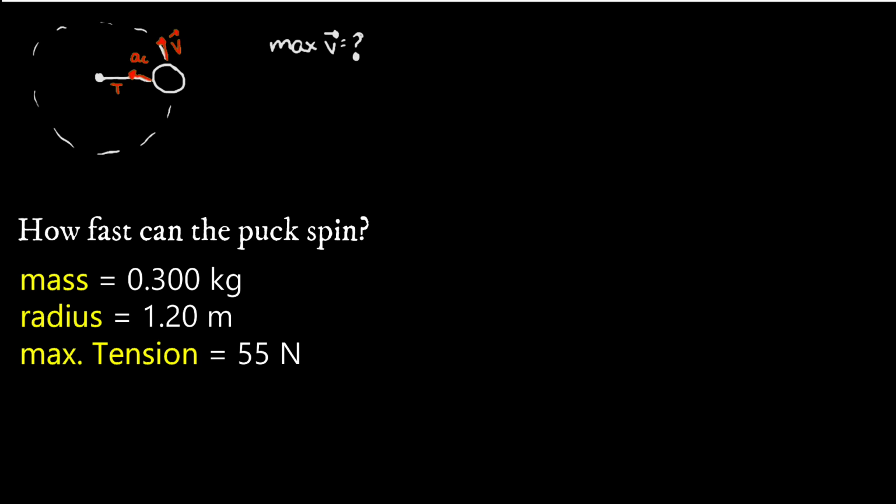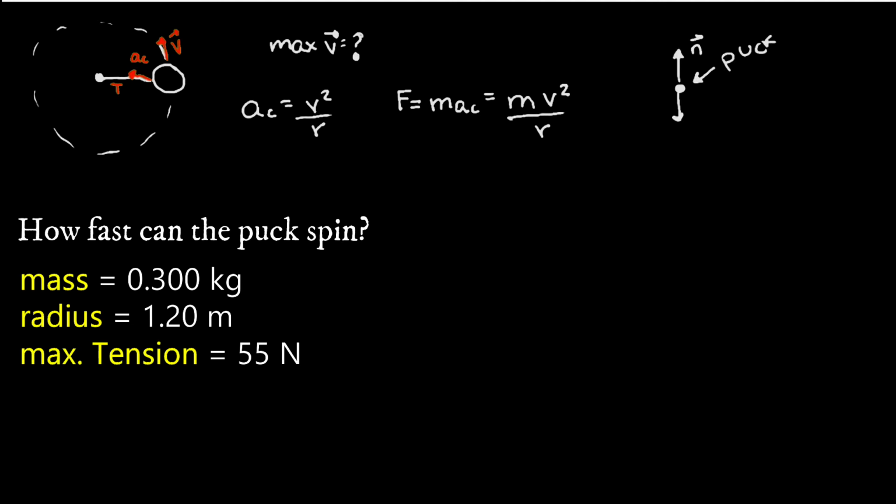We know our two equations are centripetal acceleration equals the speed squared over radius, and force equals mass times acceleration. That is just Newton's second law. So if I plug in the acceleration to the second equation, we have force equals mass times the speed squared over radius. I will draw now the free body diagram of the puck so we can see that the only force applied to the horizontal is the tension force. Gravity and normal forces balance each other out.